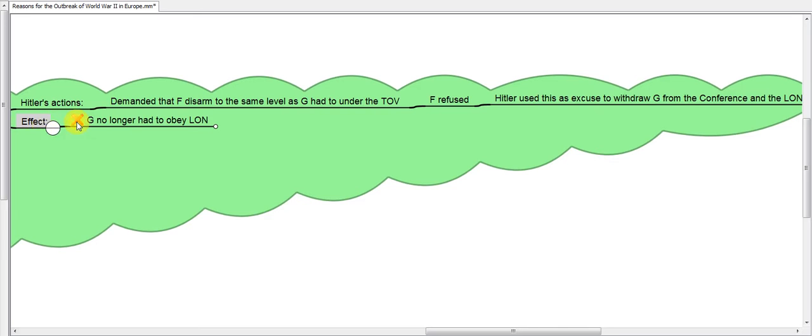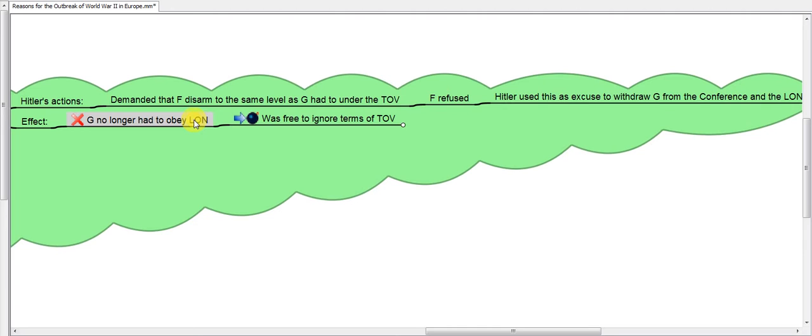What's the effect of this? It's a negative effect, because Germany now became more aggressive. They no longer had to obey the League of Nations. Previously, since they were members of the League of Nations and they were part of the Disarmament Conference, they had to abide by the rules of the League of Nations. But now that they were gone, that was it. It wasn't the case anymore.